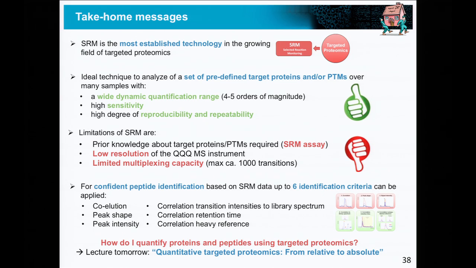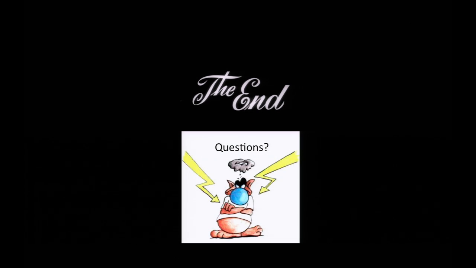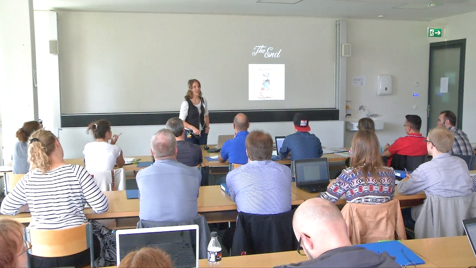And just the last very important point that is still missing is actually the question, how do I quantify my proteins and peptides in my targeted mass spectrometric measurements? Because actually that's the whole reason why we do this, right? That's the benefit of SRM, is protein quantification. To answer this question, I would like to refer to the lecture tomorrow, where we will spend a whole hour just on protein quantification. So thanks a lot for your attention, and if there are any more questions, I'm happy to answer.